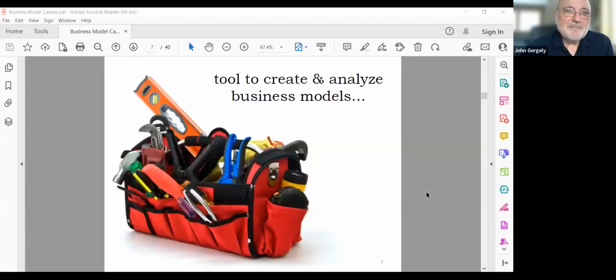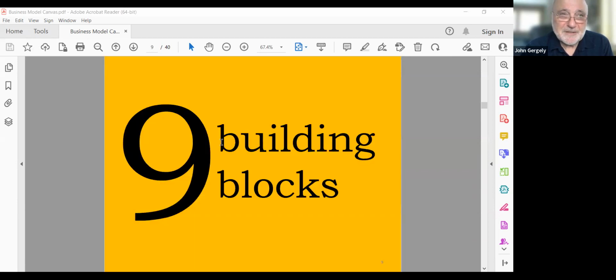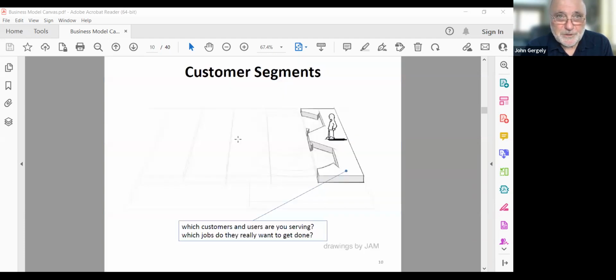Okay, I want to show you, I'm back to sharing my screen. This is the business model canvas. This is a relatively new way of writing a business plan. It's a really good tool to use if you have a team of people to help you. It helps you analyze and update or create a new business model through these 9 building blocks, and they're very similar to the ones that we just talked about.